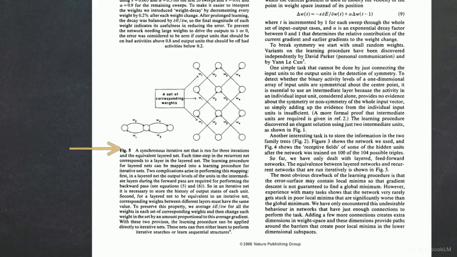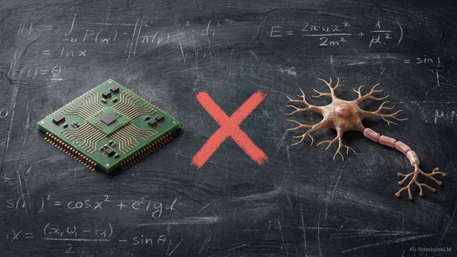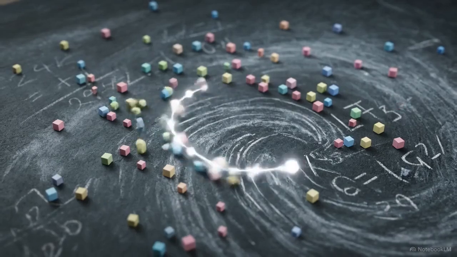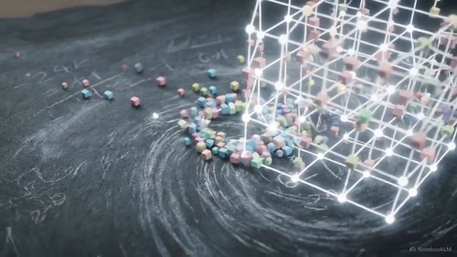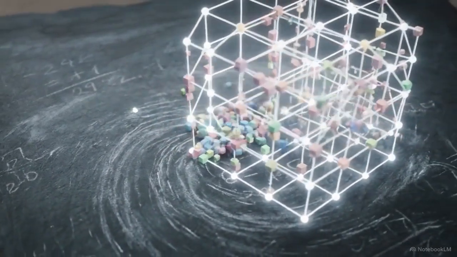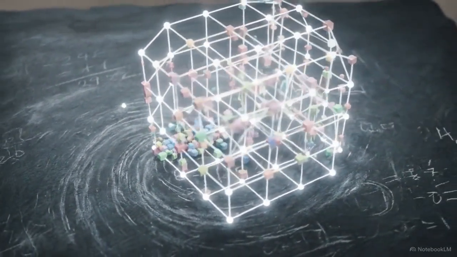Figure 5 demonstrates that this architecture is highly scalable. The backpropagation procedure can be mathematically unrolled to train recurrent networks over time, rather than remaining limited to simple layered nets. The authors explicitly conceded a limitation in their paper. Backpropagation is not a biologically plausible model of how human brains actually learn, but its computational utility eclipsed its biological implausibility. It solved the credit assignment problem that had stalled artificial intelligence research for decades.